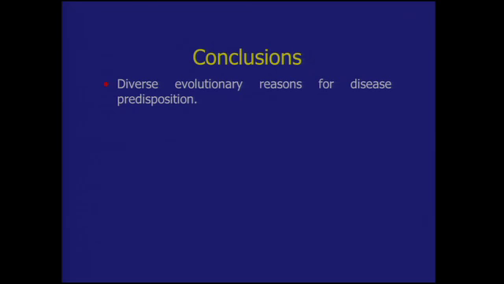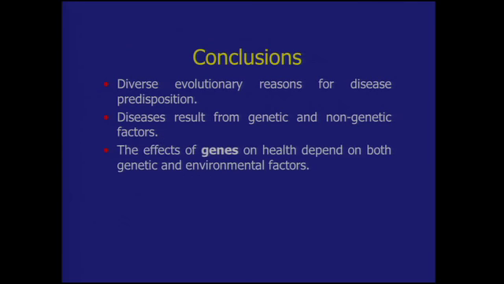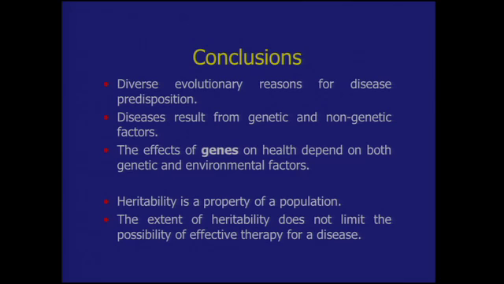So in conclusion then, there are diverse evolutionary reasons for disease predisposition. Diseases result from genetic and non-genetic factors. The effects of genes on health depend on both genetic and environmental factors, which is a slightly different point. So diseases clearly result from both kinds of factors, but even the effects the genes themselves have depend on both other genes and environmental factors. It's not a straight shot from genotype to phenotype. Heritability is a property of a population, not an individual. And the extent of heritability does not limit the possibility of effective therapy for a disease.